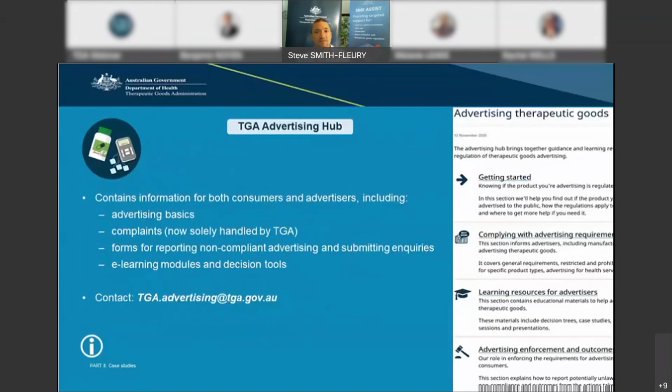So you can find the Advertising Hub, as I said, on the TGA website. This is a one-stop shop for all information relating to advertising. It contains guidance and educational materials, as well as information around complaints. You can also submit an advertising inquiry through the hub, and you can also contact the TGA if you're unsure of any requirements or you're having any difficulties interpreting the code at all.